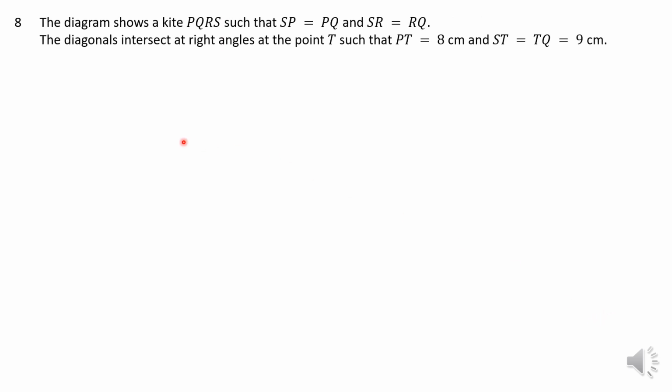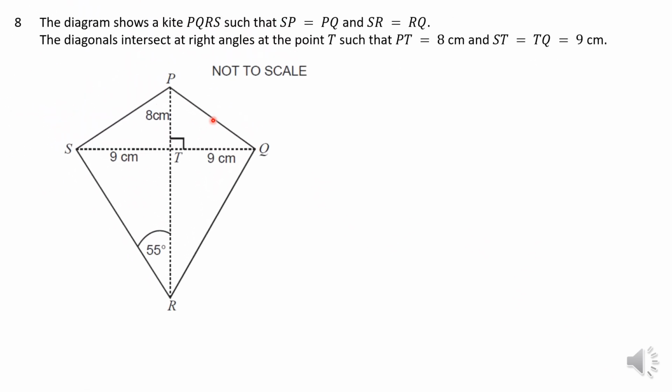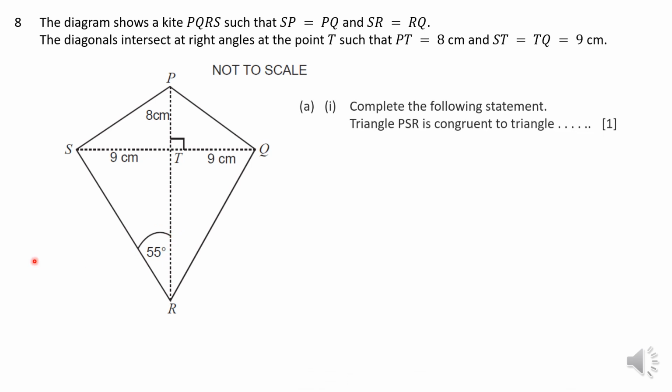Question 8 says the diagram shows a kite and all the information is given. The problem I have with this is that you must remember this diagram is not to scale. So this distance and these distances are not actual. It could be that PQ is longer than QR, or it could be that QR is longer than PQ, but it's not to scale. Right, so you have got 9 centimeters here for T to Q and S to T, and P to T is 8 centimeters, and you can see that this particular angle here is 55 degrees.